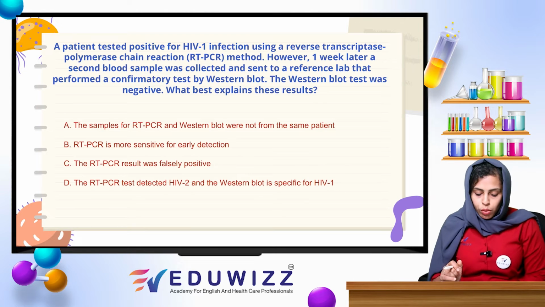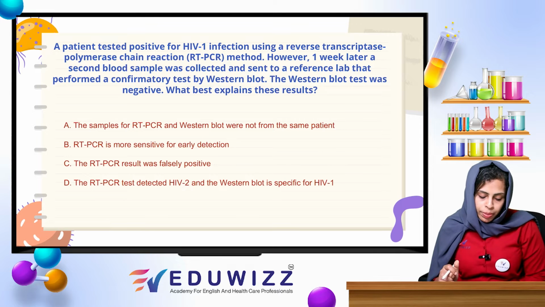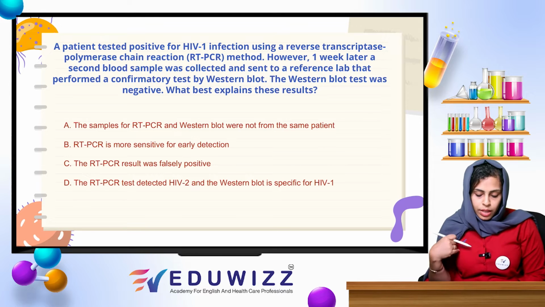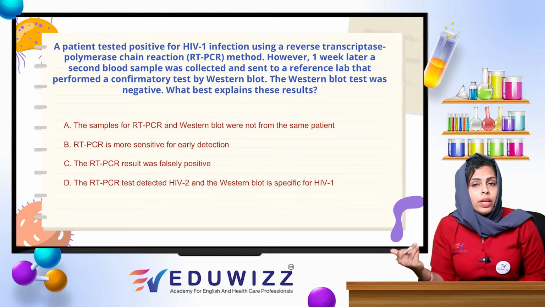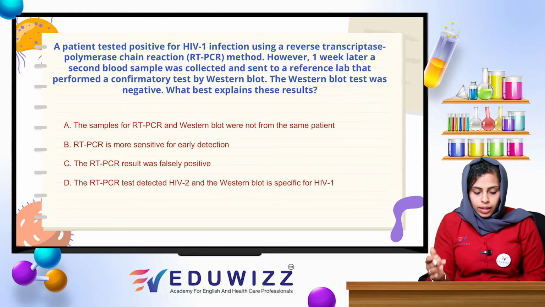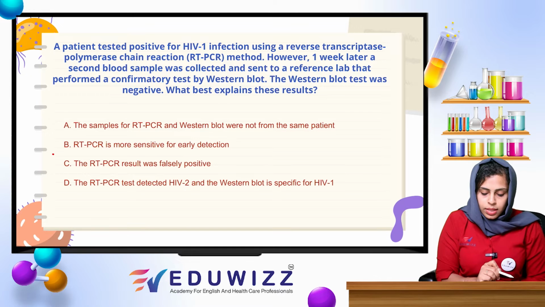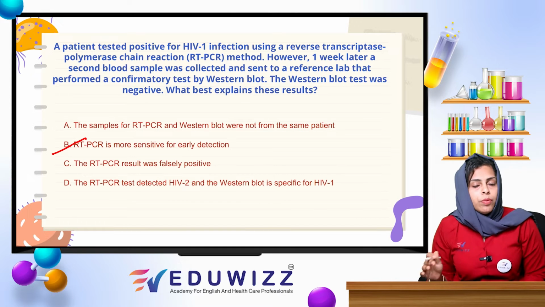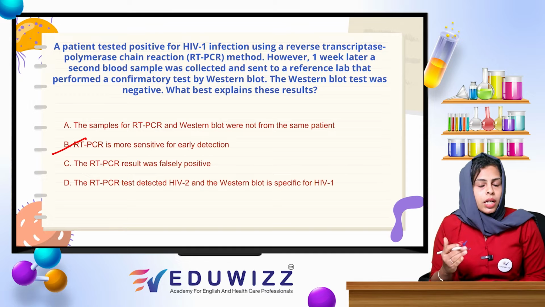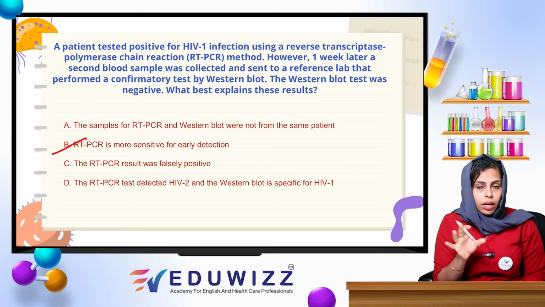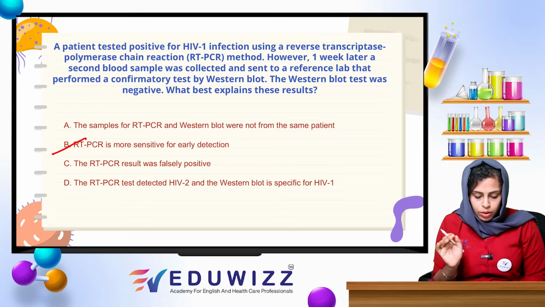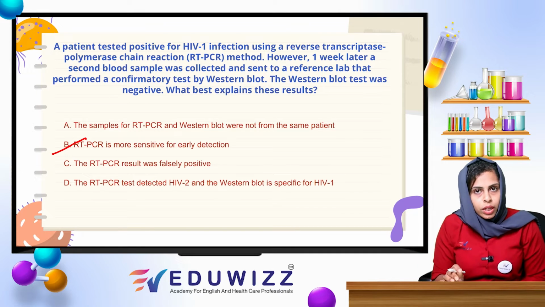The RT-PCR is more sensitive for early detection. The RT-PCR result was falsely positive. The RT-PCR test detected HIV-2 and the Western blot is specific for HIV-1. So here the answer is RT-PCR is more sensitive for early detection for reverse transcriptase. Nowadays RT-PCR is very sensitive and the Western blot is not that sensitive when compared to RT-PCR. So the answer is RT-PCR is more sensitive for early detection.